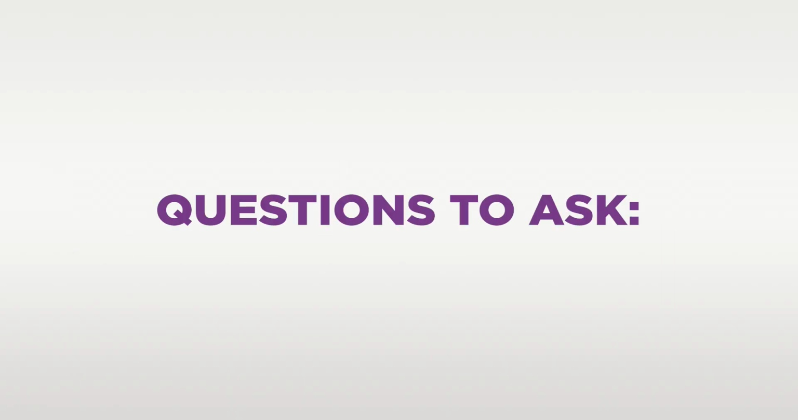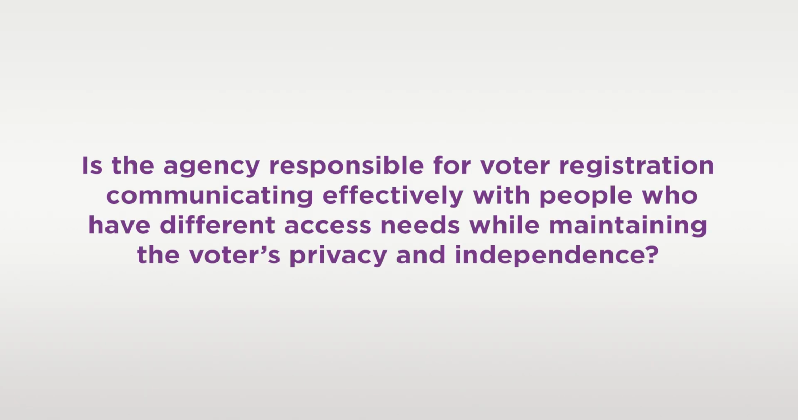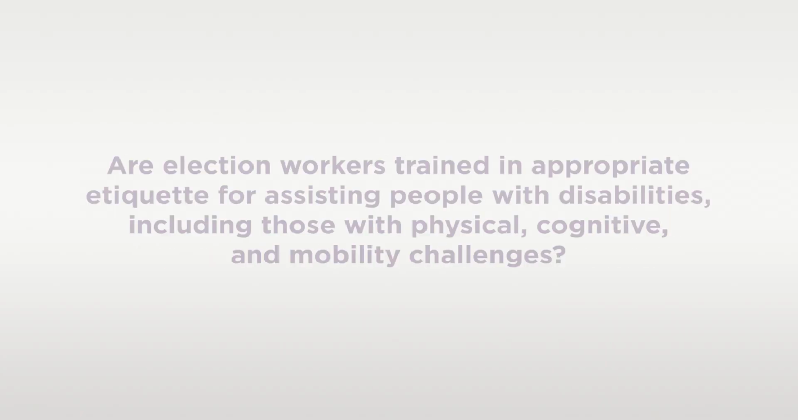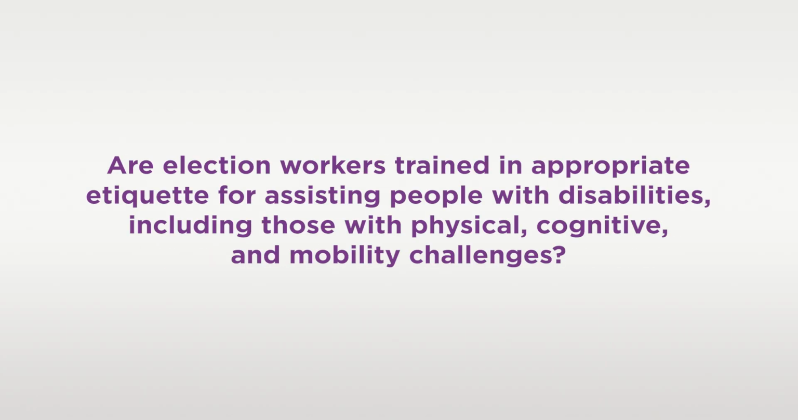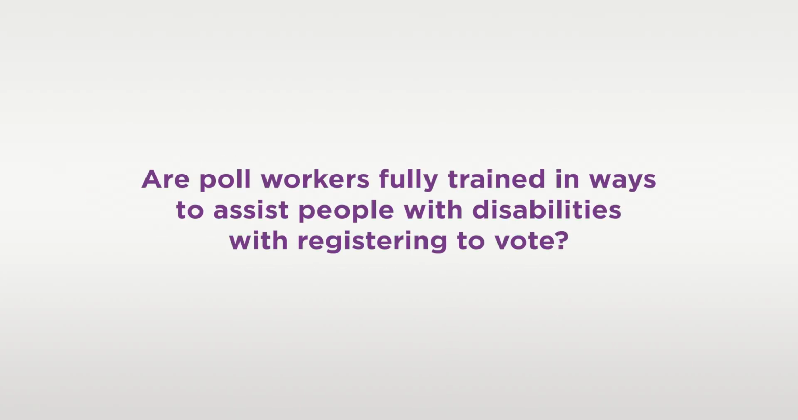Questions to ask. Is the agency responsible for voter registration communicating effectively with people who have different access needs while maintaining the voter's privacy and independence? Are election workers trained in appropriate etiquette for assisting people with disabilities, including those with physical, cognitive, and mobility challenges? Are poll workers trained in ways to assist people with disabilities with registering to vote?